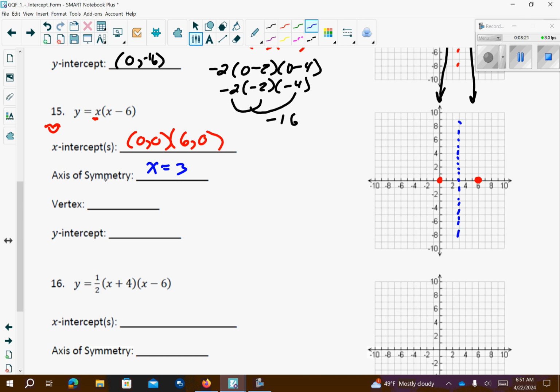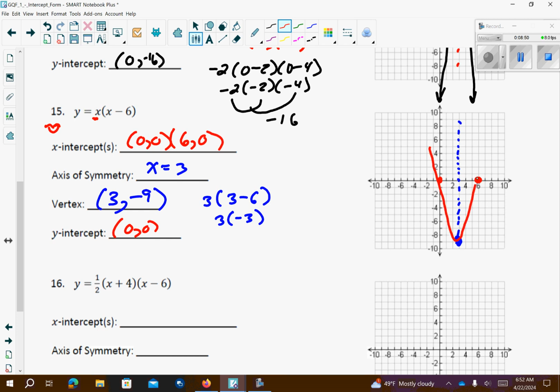Our vertex is going to be at the 3, because of the 3 here, and then we'll plug 3 into the original equation. So I get 3 times 3 minus 6, which is 3 times negative 3, which is negative 9. So vertex is 3, negative 9, so it's way down here. And our y-intercept, well, here's the thing. We already know our y-intercept. Isn't this crossing the y-axis as well? So our y-intercept's at 0, 0. So our parabola is going to look something like this.